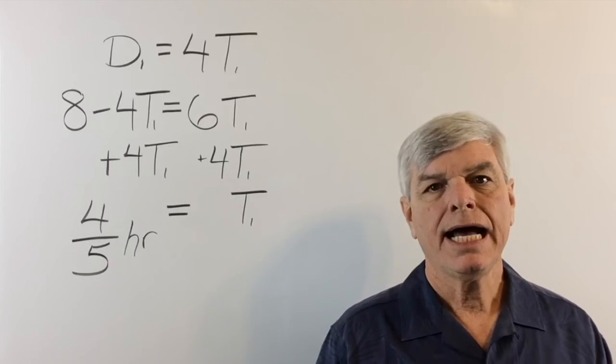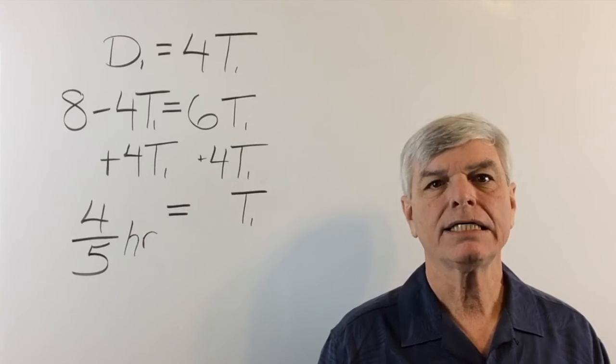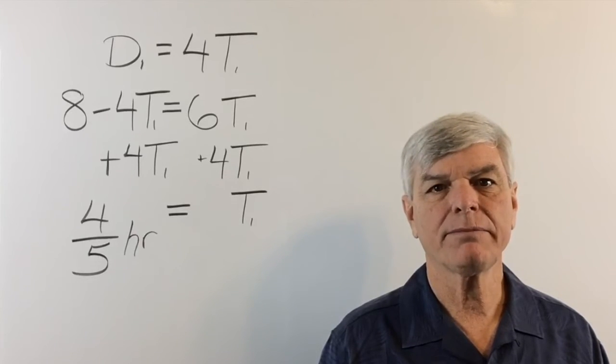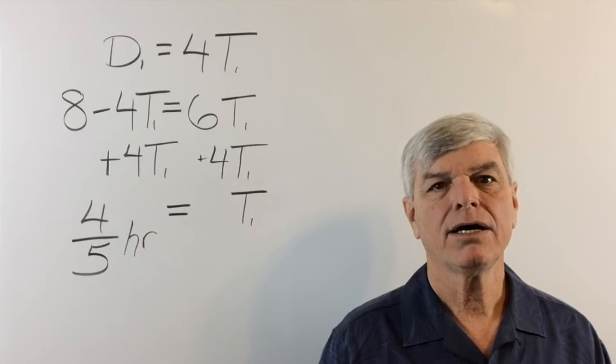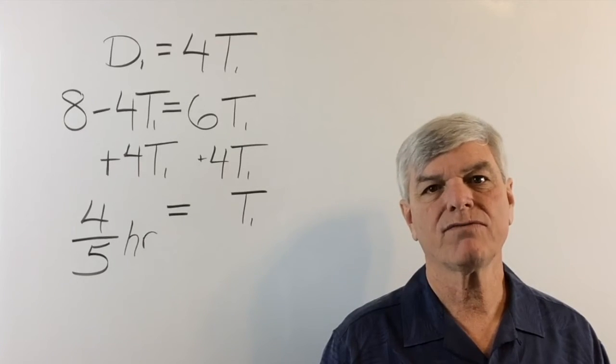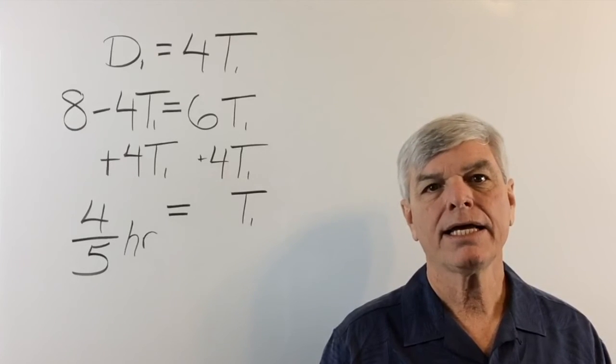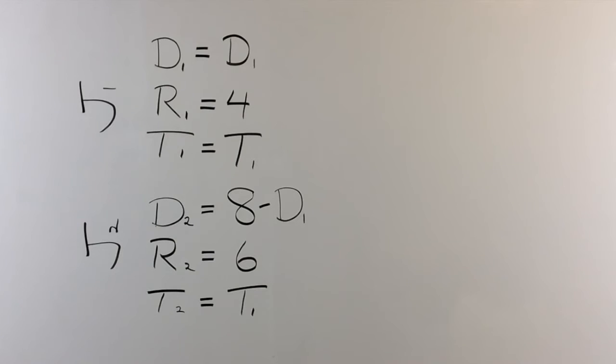And that was the question. How long will it take them to meet? Well, it'll take jogger 1 4/5 of an hour to meet, and since they are both operating on the same time, T1 equals T2, it's going to take the other guy 4/5 of an hour to meet. So that's the answer to the question, 4/5 of an hour. Now let's go back into the grid and fill in the rest of the numbers. And that's a real good way to check your work.